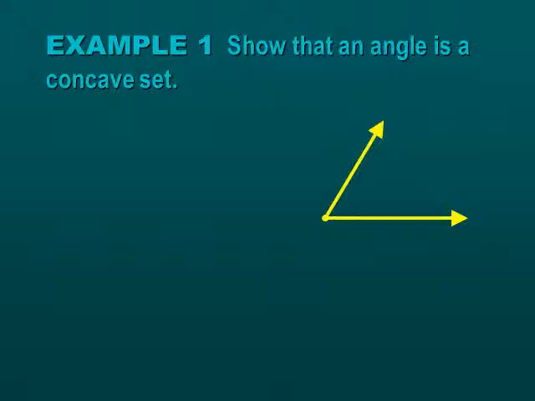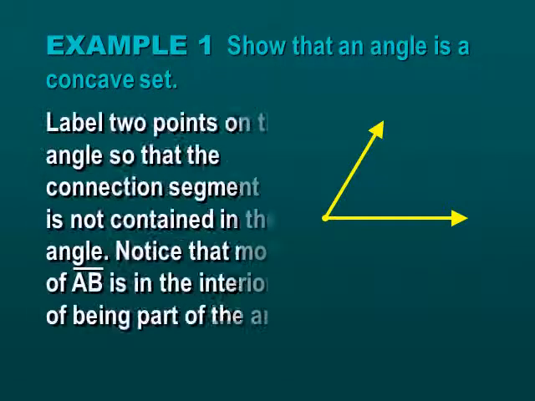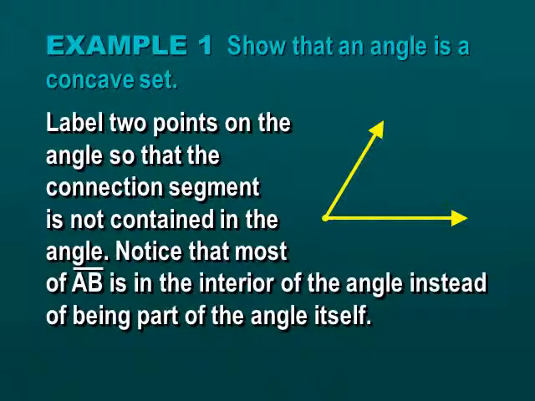Okay, so we're going to talk about how this angle is a concave set. Remember that the angle is different than the interior of the angle. First of all, it's not closed, so we can't really talk about anything other than concave. So if I drew 2 points and then I connect them, the green part of that segment is not on the angle. It's just on the interior instead.